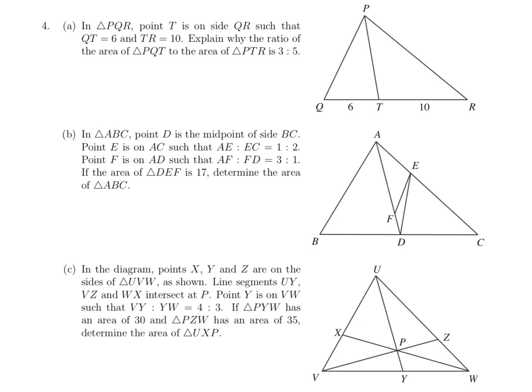In triangle PQR, T is on the side QR such that QT is 6, TR is 10. Explain why the ratio of the area of PQT to the area of PTR is 3 to 5.